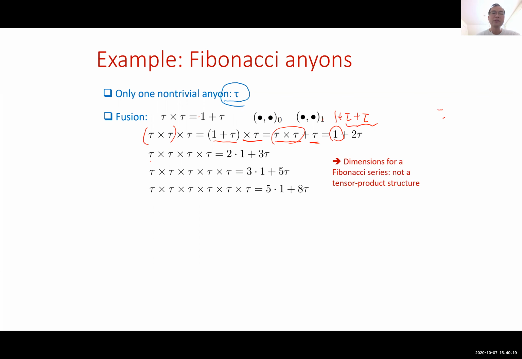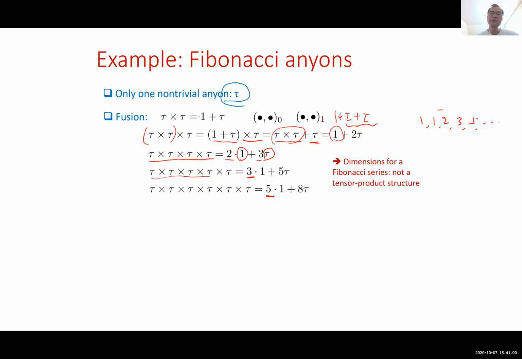And you can do that, for example, you have 4 Fibonacci anyons fused together. You see that it can only be vacuum or it can only be tau, but you see the coefficient, in this particular case, is 2 and 3. If you do more, you see that the coefficient for the vacuum becomes 3, 5. So you may remember the sequence 1, 1, 2, 3, 5, etc. This is the Fibonacci sequence, right?